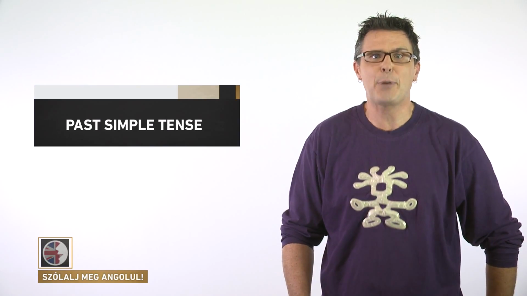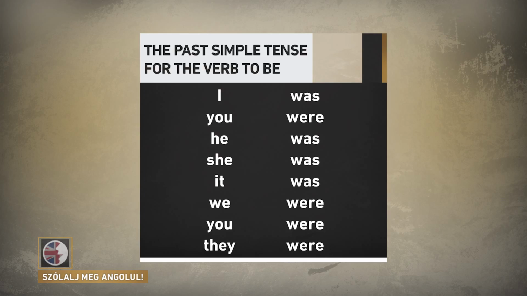Past simple again! Okay, so you probably remember that yesterday we started to look at the past simple tense. Do you remember? You do? Oh, good. So let's quickly run through what we learned yesterday. Well, yesterday we learned the positive form of the verb to be in the past simple, like this. I was, you were, he was, she was, it was, we were, you were, they were.